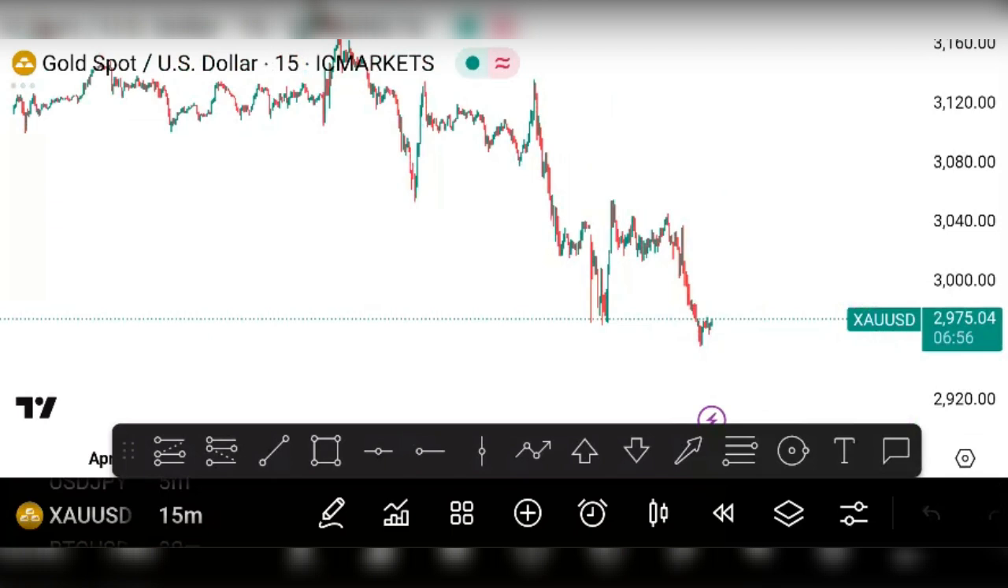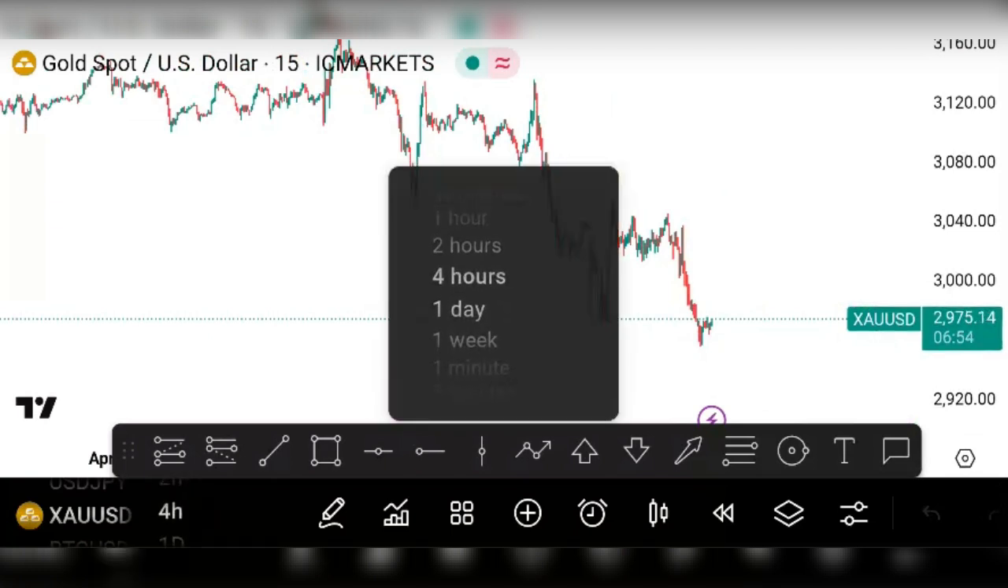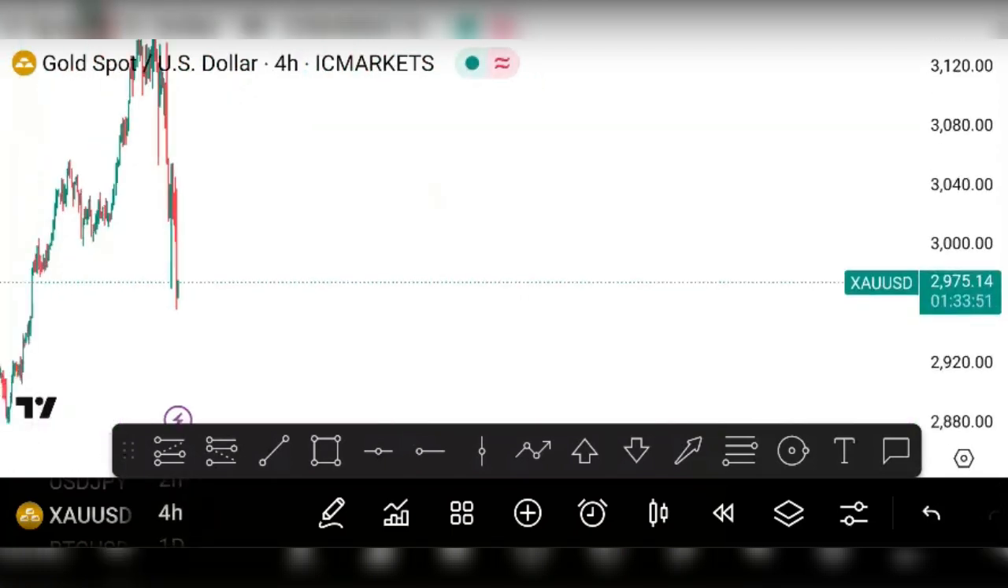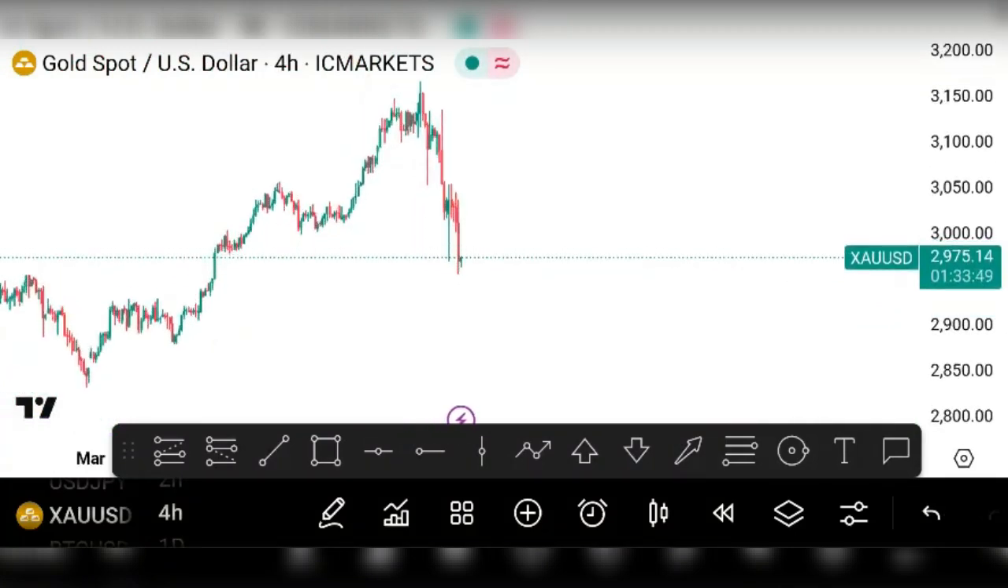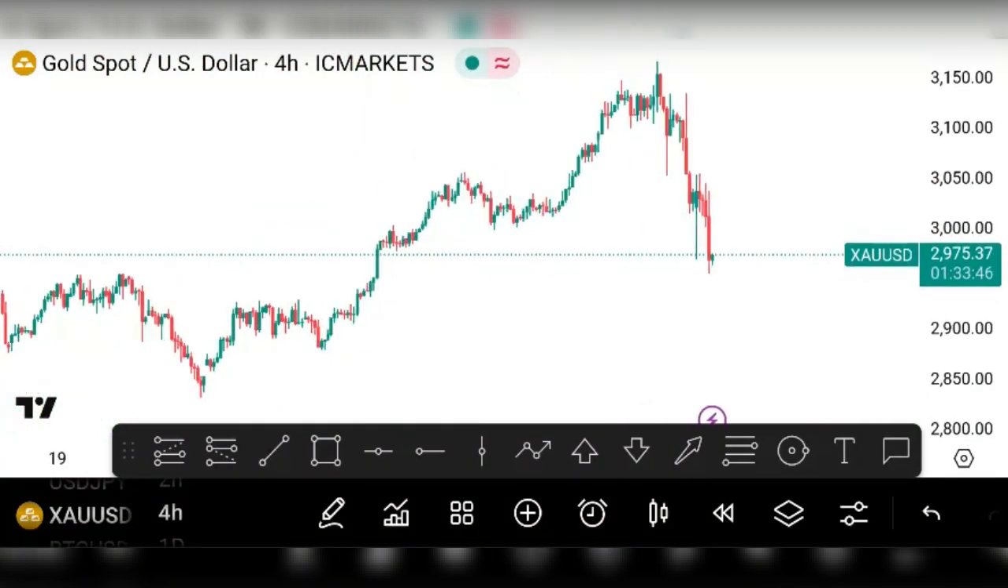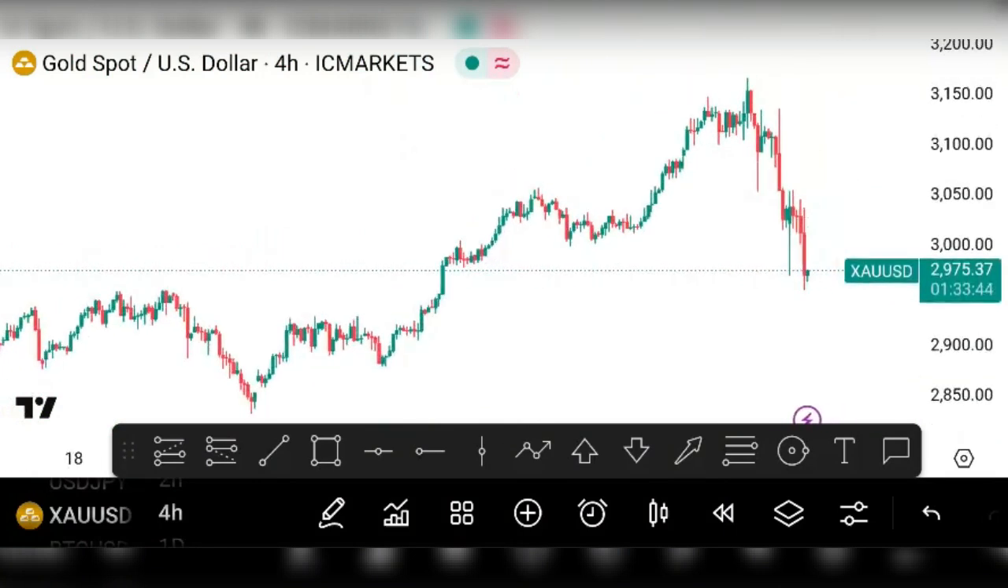So when you open your chart, what's the first thing you do? You go to your higher time frame of 4 hours, right? Yes. Then we identify the trend of the market. So from this, what's the trend of the market?